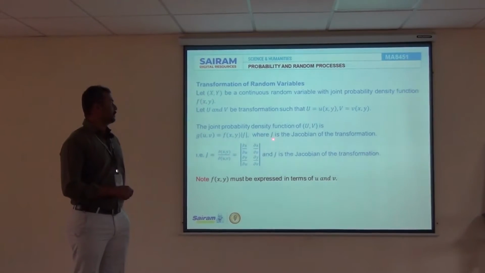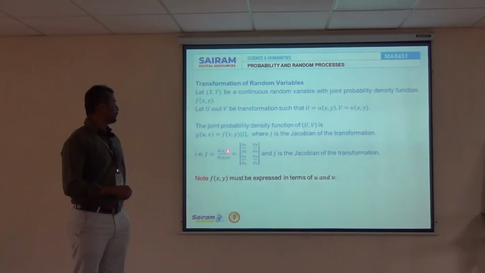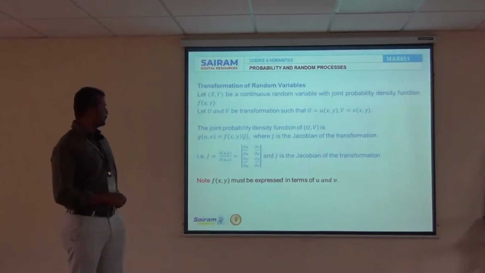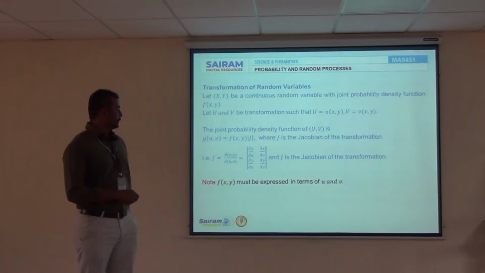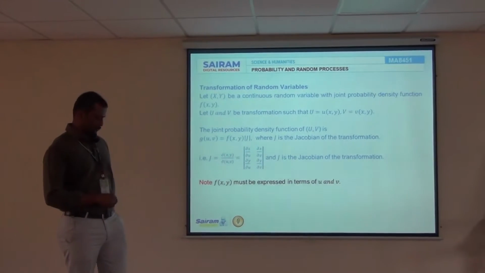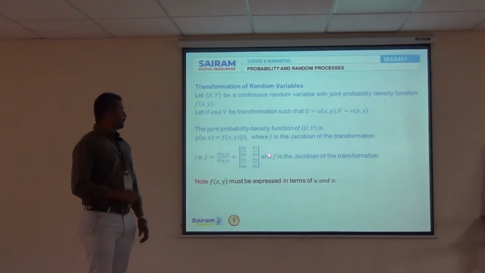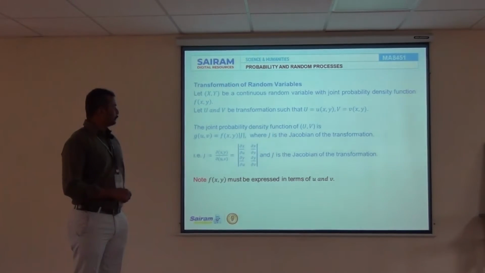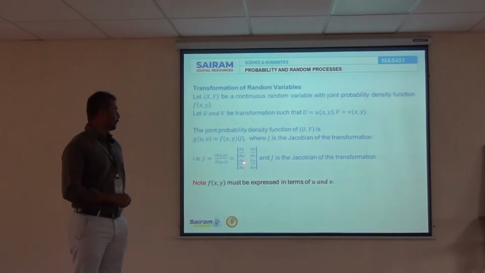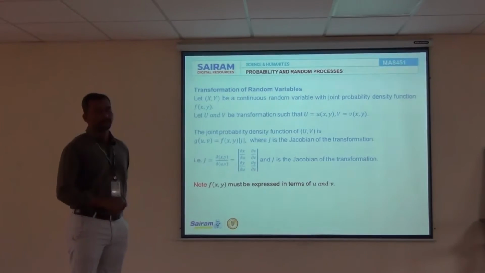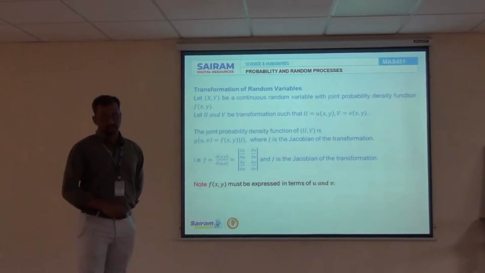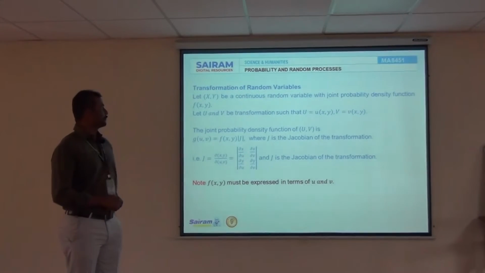That is denoted as mod J, which is nothing but dou of x comma y by dou of u comma v. You have already studied the Jacobian in the first semester. The formula to find the Jacobian of dou of x comma y by dou of u comma v is the determinant of dou x by dou u, dou x by dou v, dou y by dou u, dou y by dou v. So first of all you should know x in terms of u and v, and then y in terms of u and v.